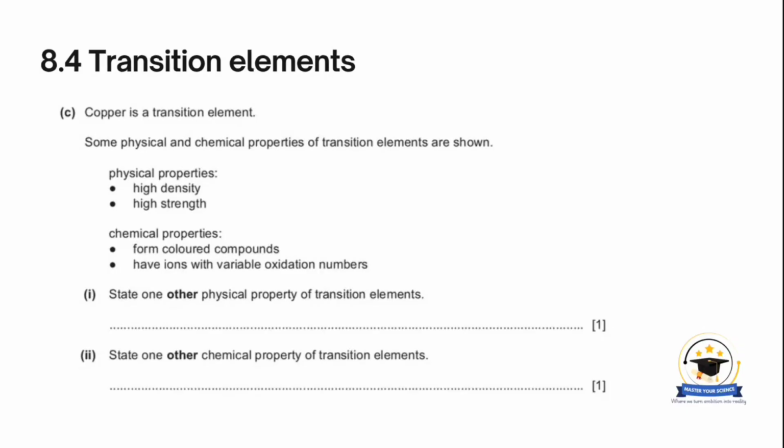And this question says, copper is a transition element. Some physical and chemical properties of transition elements are shown. Physical properties: high density, high strength. Chemical properties: form colored compounds, have ions with variable oxidation numbers. And number 1 says, state one other physical property of transition elements. So we've already been told they have high densities, they have high strength. We need one other physical property, so that would be high melting points.